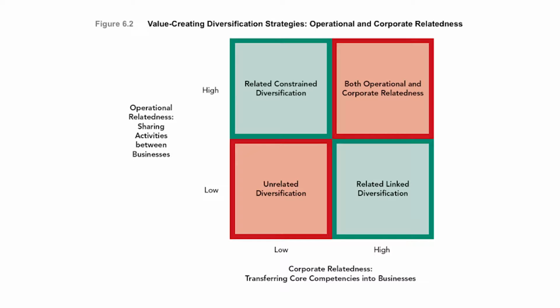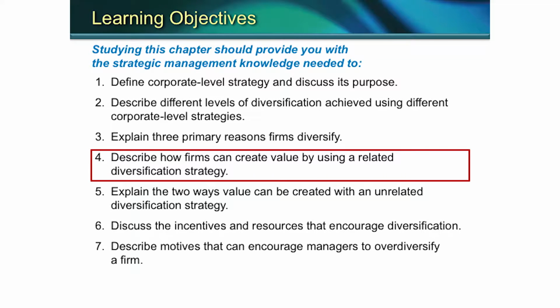businesses, and the levels of corporate relatedness, that is, the extent to which firms transfer skills or core competencies into businesses through corporate headquarters. So there are the related constrained diversification strategy, the related linked diversification strategy, both operational and corporate relatedness strategy, and the unrelated diversification strategy. First, we look at how firms create value by related diversification strategies.